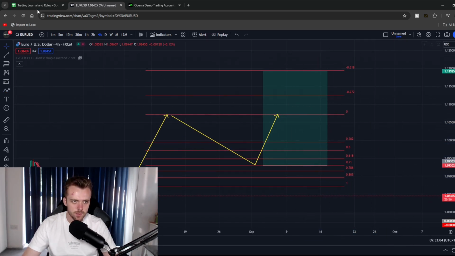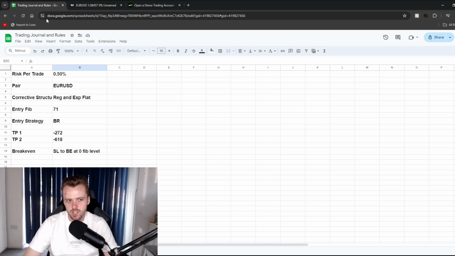So that's not a problem there. That's more just to save my capital. Some people like letting it run more and not moving to break even. But again, you have to make your own trading plan. You have to know what's right for you.